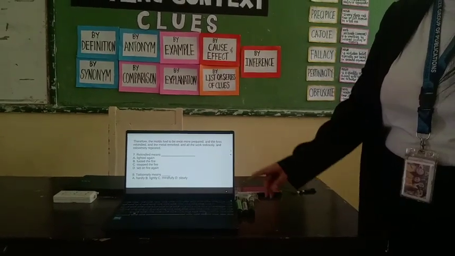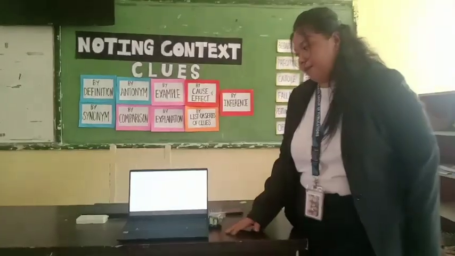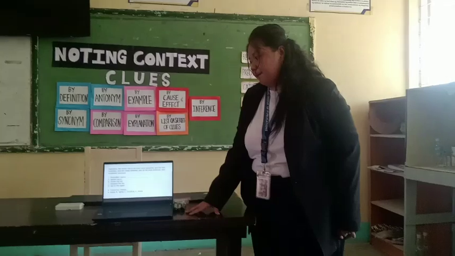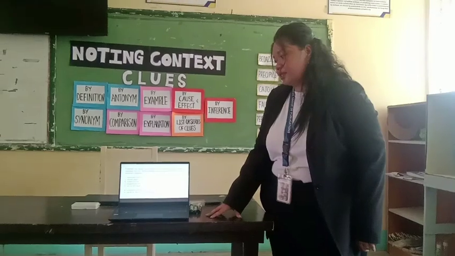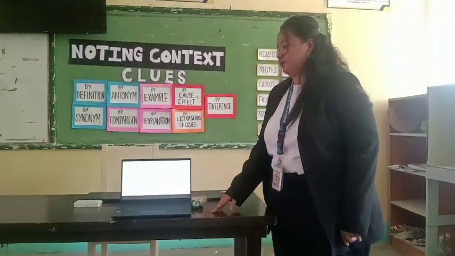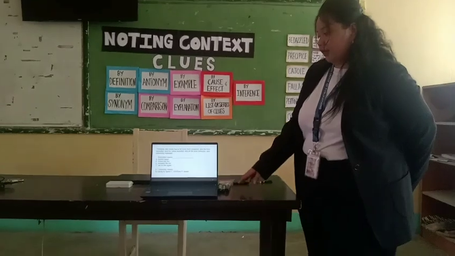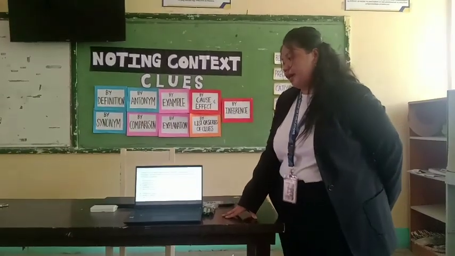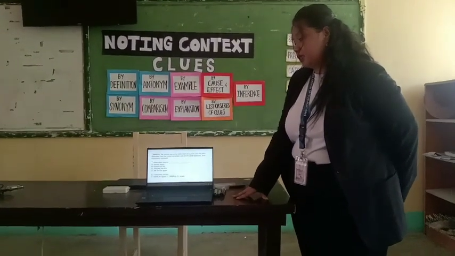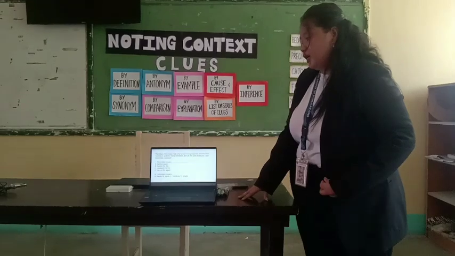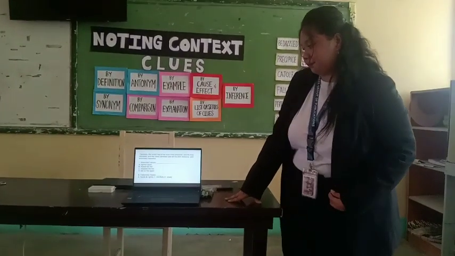So, number 7. Rekindled means blank. A, lighted again. B, fueled the fire. C, stopped the fire. D, set on the fire again. So again, rekindled means blank. A, lighted again. B, fueled the fire. C, stopped the fire. And D, set on the fire again.